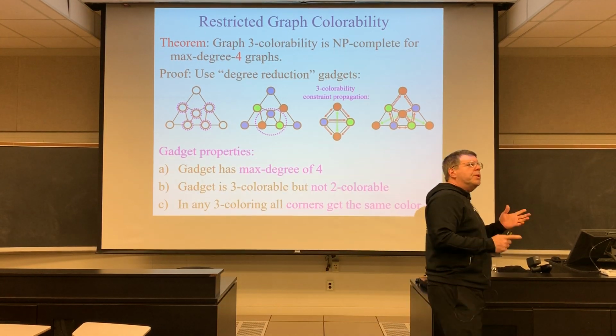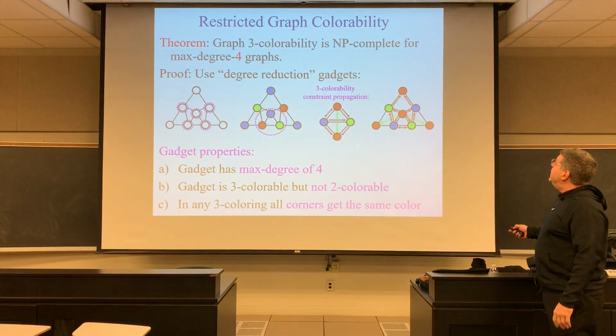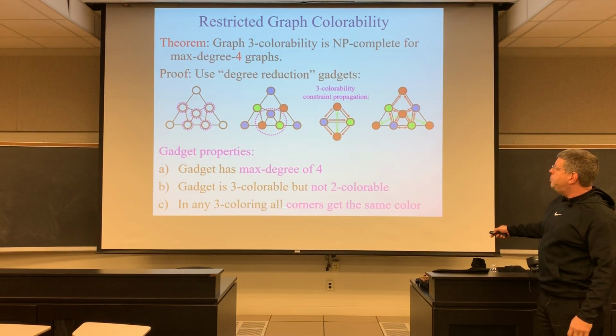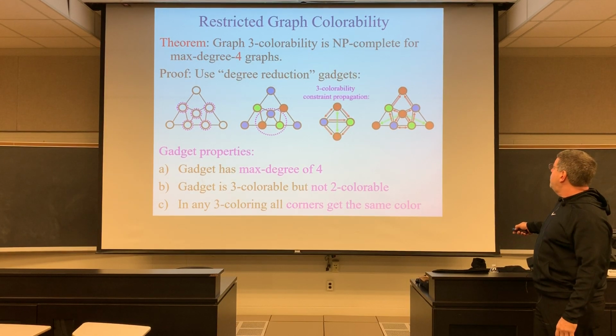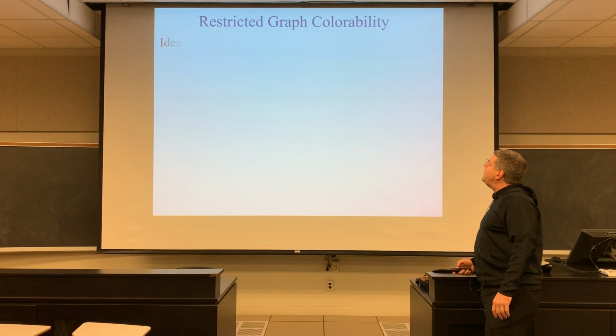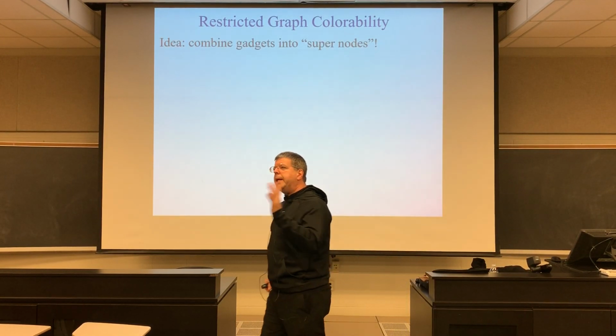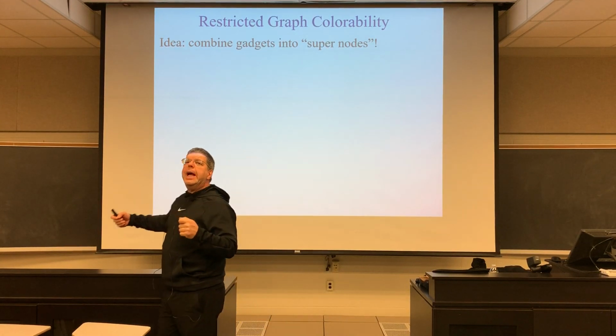Lemmas are just short theorems on the way to bigger theorems. Okay, so this proves the third property. In any 3-coloring, all corners get the same color: red, red, and red. So now we're going to take these gadgets and duplicate them and connect them up into larger gadgets.